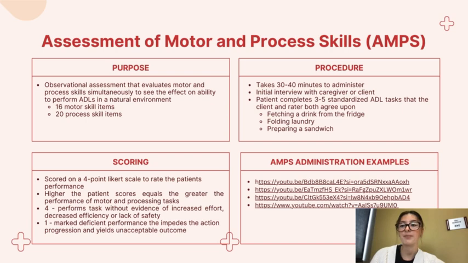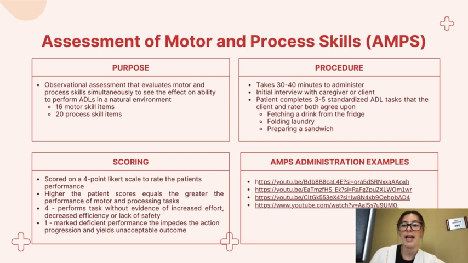Now for the scoring, this assessment is scored on a 4-point Likert scale to rate the patient's performance. The higher the patient scores, the greater the performance of motor and processing skills. A 4 would indicate that the client performs the task without evidence of increased effort, decreased efficiency, or a lack of safety. And a 1 would indicate marked deficient performance that impedes the action progression and yields unacceptable outcomes.